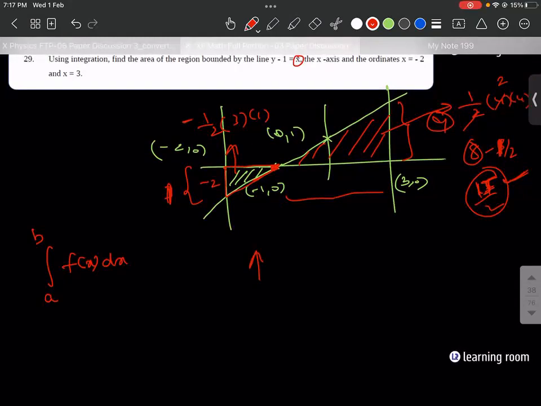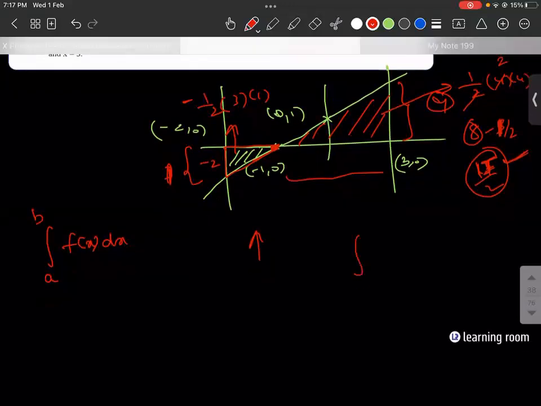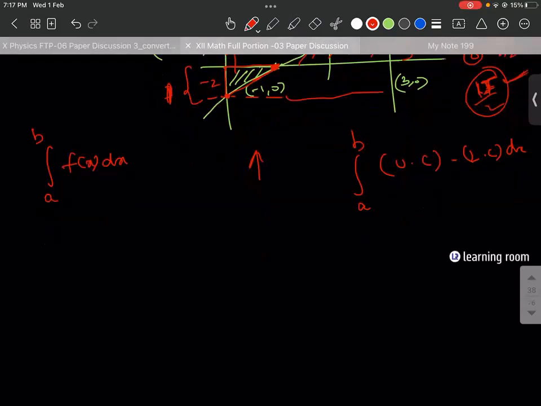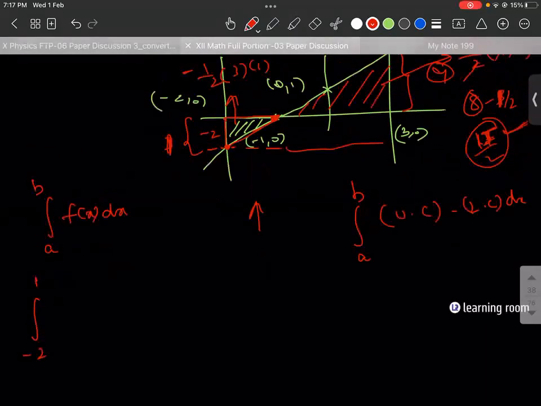when you're actually solving, you always solve it by using upper curve minus lower curve. For example, if I take integral of a to b, it is always upper curve minus lower curve terms dx. Listen to this carefully now. When I go from minus 2 to 1, which is the upper curve? X-axis itself? Because that is the upper boundary.